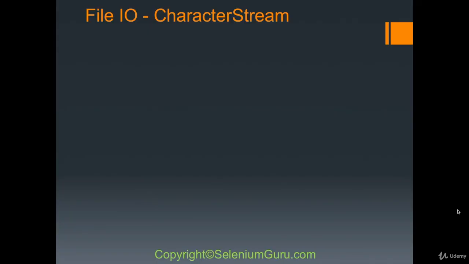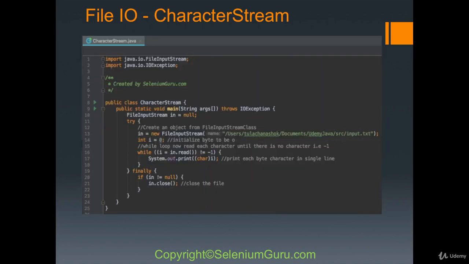In this lecture, we're going to learn about character stream. In our previous lecture, we learned about byte stream, and we also learned about the file reader and writer classes, and we used those to access the file. We read the file and wrote its content to another file called output.txt, right? So in this lecture, we're going to use the classes of the character stream.